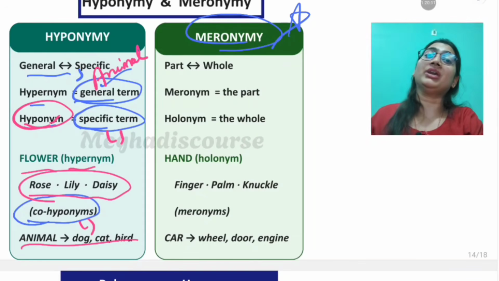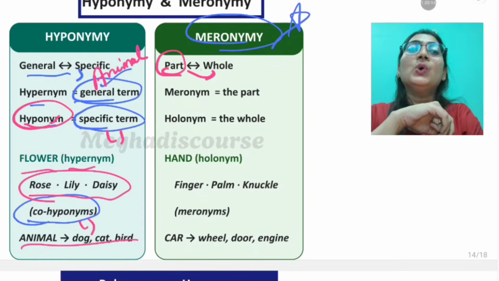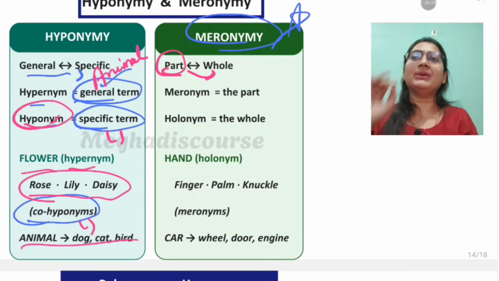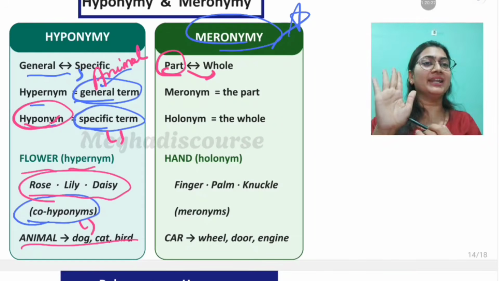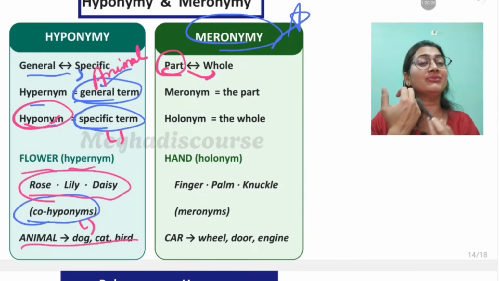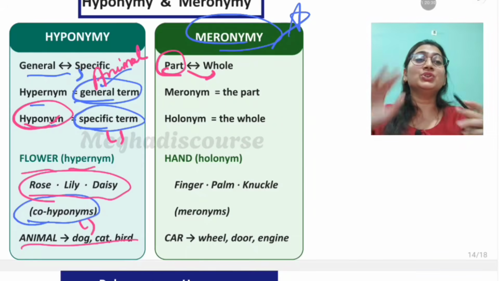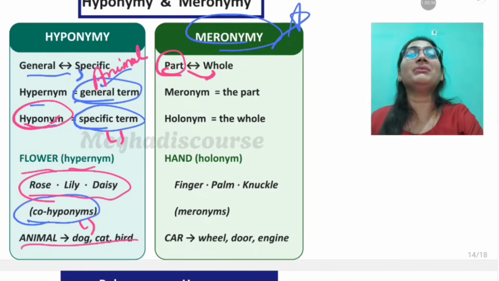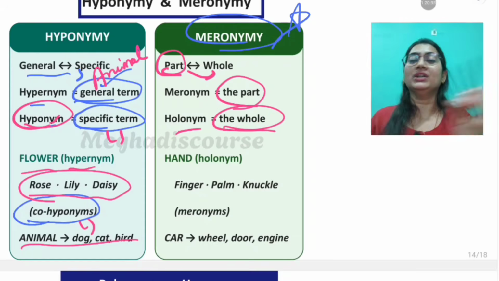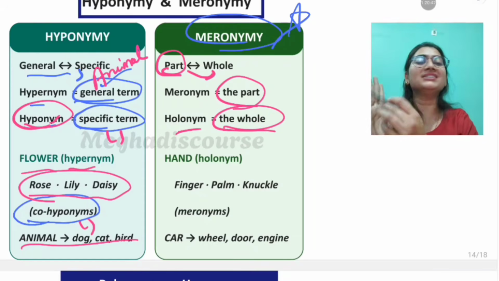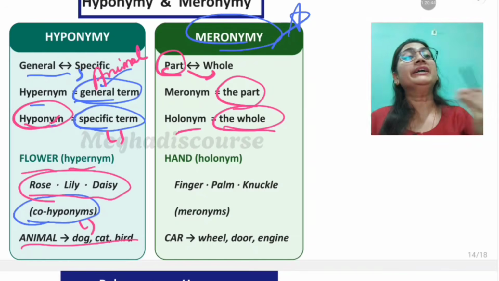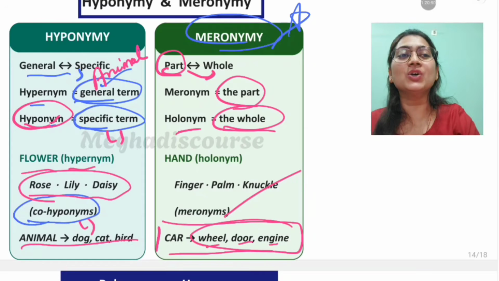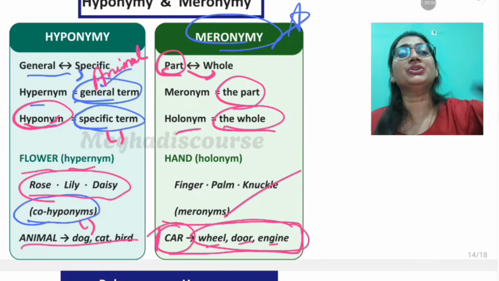Now another we have is meronymy. On the other hand, it is part to whole. First we consider the part, then we go to the whole. Like if I'm saying this is my hand, in this hand I have palm, fingers, knuckles, and five fingers. So the hand is the whole, and these are the parts. Meronymy means the part. Holonymy means the whole. So this hand is the holonym, and these fingers, knuckles, or palm are called meronyms. For example, a car has wheel, door, engine. So these are meronyms and the car is the holonym.